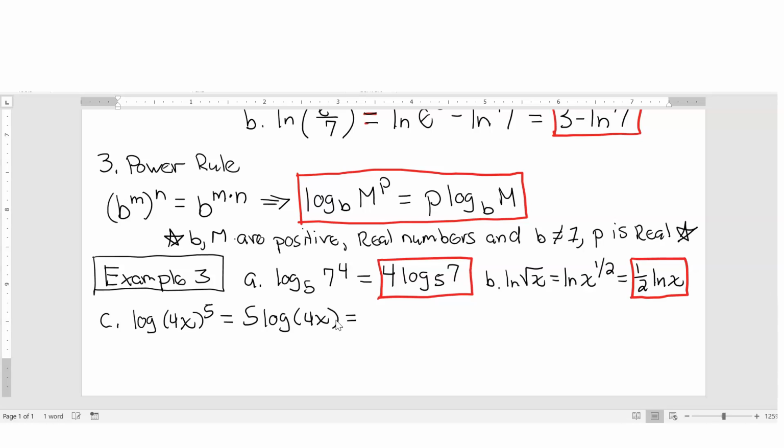Now just be careful, the 5 is a multiplier out in front of this expression, so we'll have log of 4 plus log of x. Just make sure you distribute that power of 5 as a multiplier in front of each part of the expression.